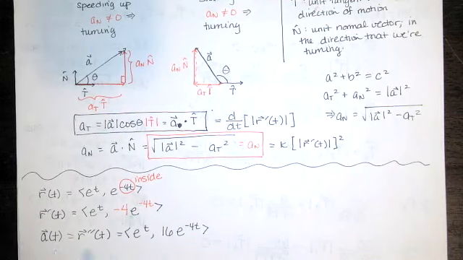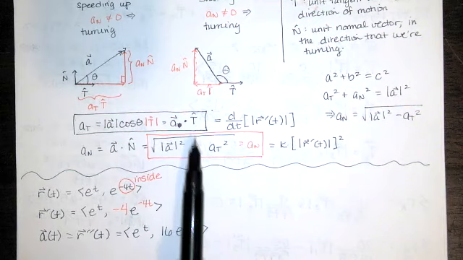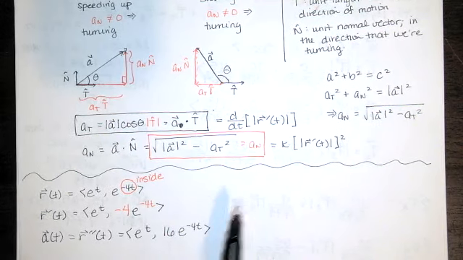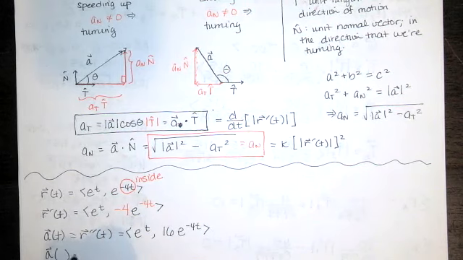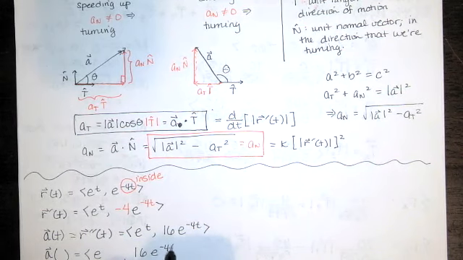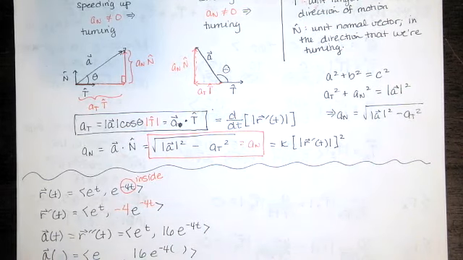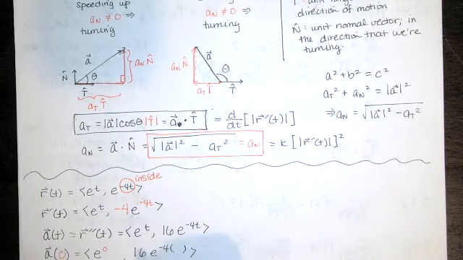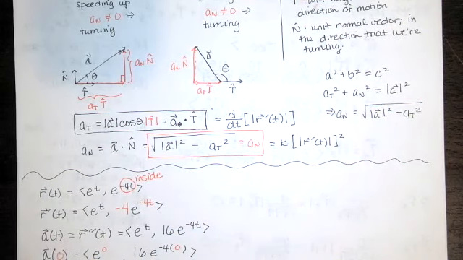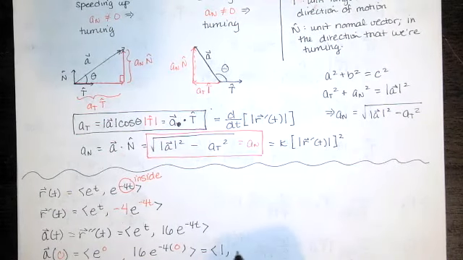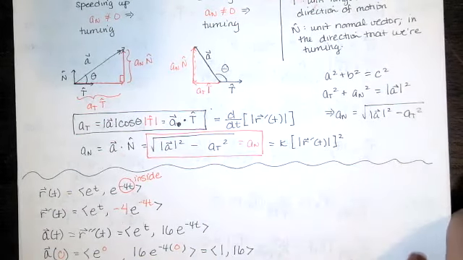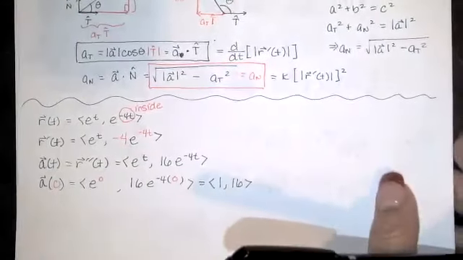Okay, now we could use this function of t, but again, it'll be easier if we evaluate this at time t equals 0 first. So let's evaluate this at 0. The computation will be easier. So we'll just have e to the 0 as our first component and 16 times e to the 0 as our second component. E to the 0 is just 1. So the acceleration vector has components 1 and 16.